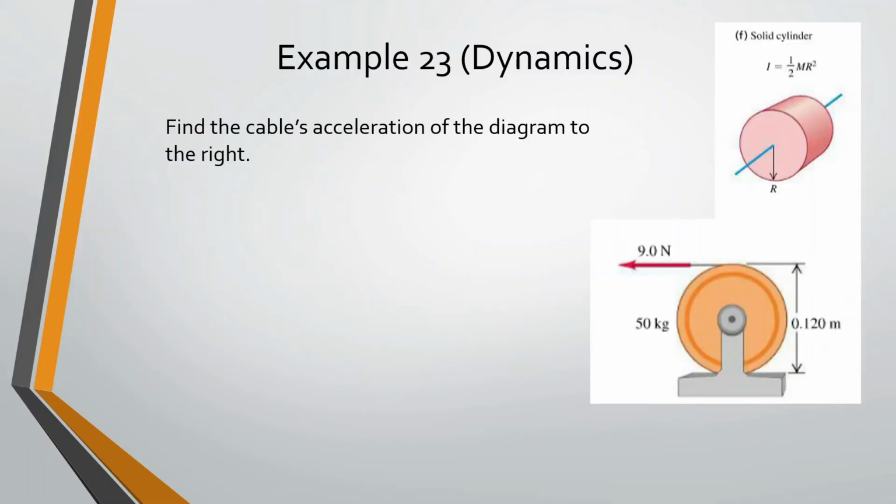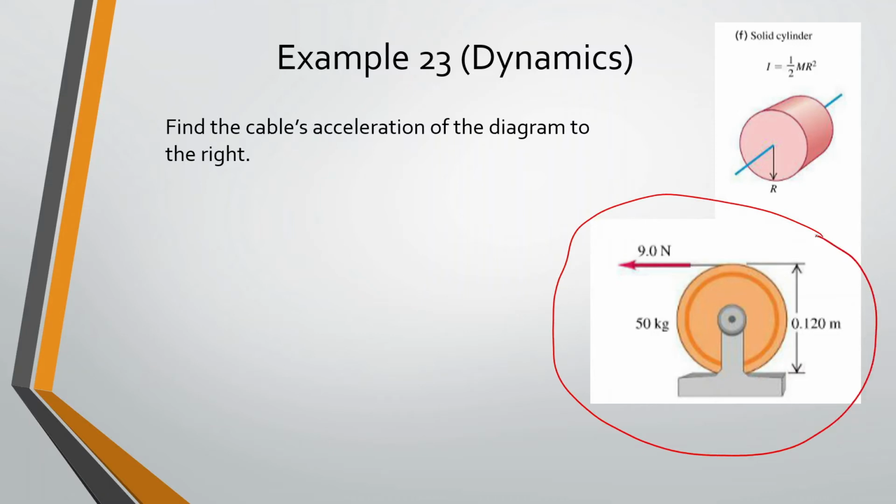Find the cable's acceleration in the diagram to the right. Okay, so we're looking at this diagram. We see we have a cylinder here that also has inertia 1/2 mr squared. And now we're trying to find what this cable's acceleration is. This is a little bit confusing because the cable isn't rotating. It has a linear or tangential acceleration. So we're going to have to figure that out.